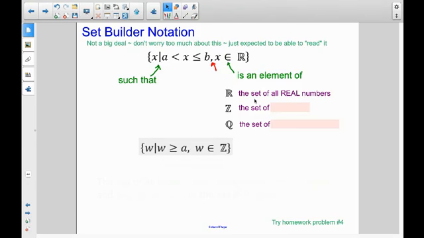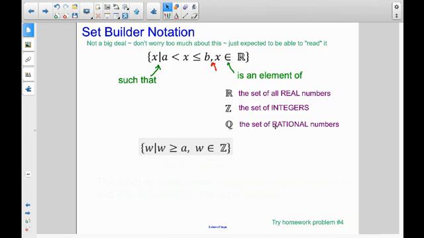This big fancy R is the set of all real numbers. Z is the set of integers. That's any whole number from negative infinity to positive infinity, numbers like negative 54, positive 2, that sort of stuff. Q is the set of rational numbers, and rational numbers are any number that could be written as a ratio in a fraction form, like 1/4 or 2/3. 0.25 is a rational number because it could be written as 1 divided by 4. 0.5 could be written as 1/2.